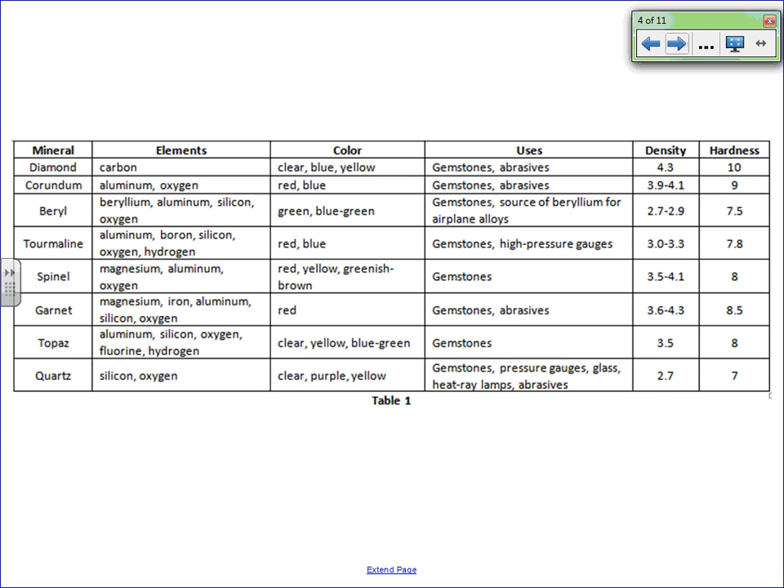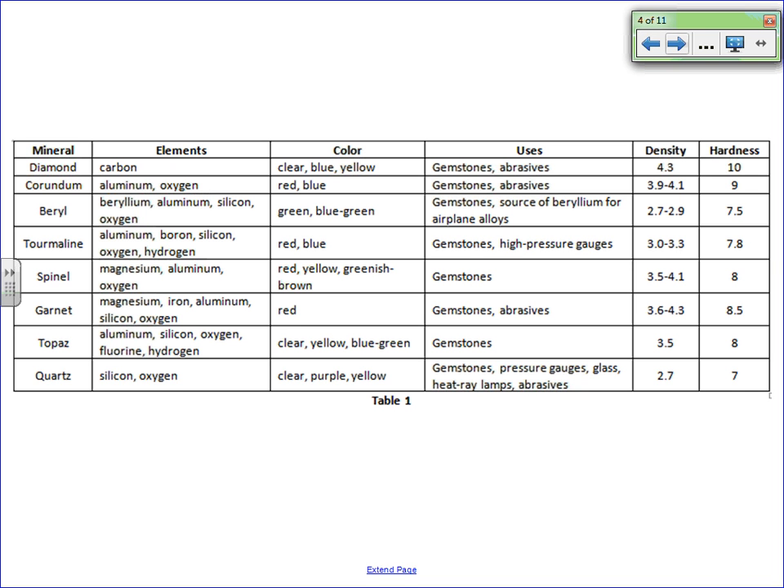Let's take a look at the table. What we see in the table are a whole bunch of data. All right, there's all sorts of data in this table. So much data, it's actually considered a complex data presentation. It has 4 or more variables.